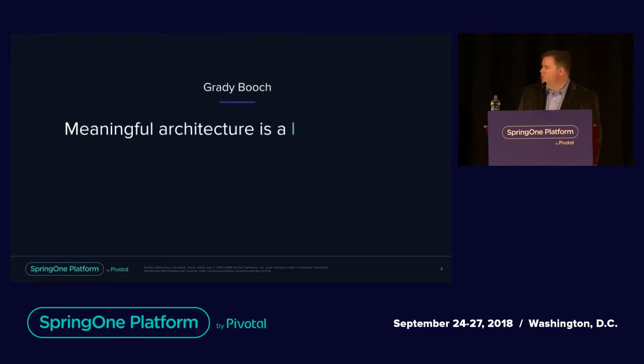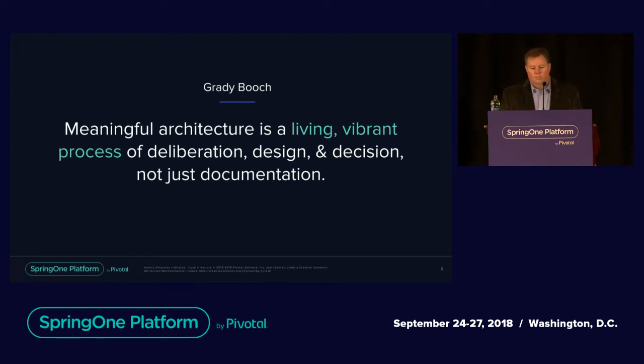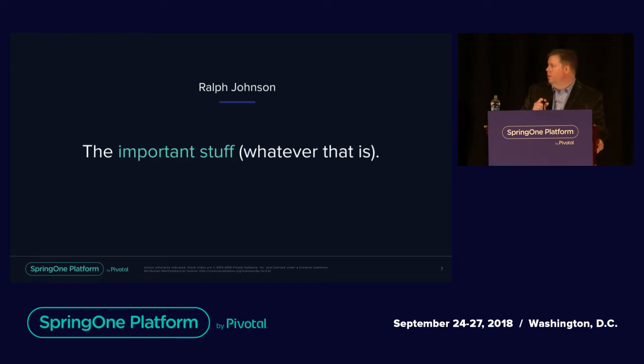Then we have Grady Booch, you've probably heard of him. This is one of many things that he says about architecture, but I like this particular sentence because I think it adds a lot. Architecture is not just a thing that we make, but it's actually a process that we engage in. And it's a living process. It continues throughout the life cycle of the software. Ralph Johnson just kind of admits that we don't really know what architecture is. On this particular project, it's whatever's important. And on this project, maybe it's something else, but it's definitely whatever's important.